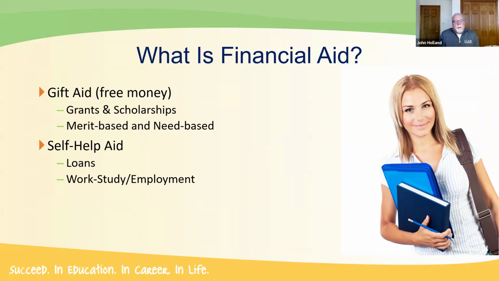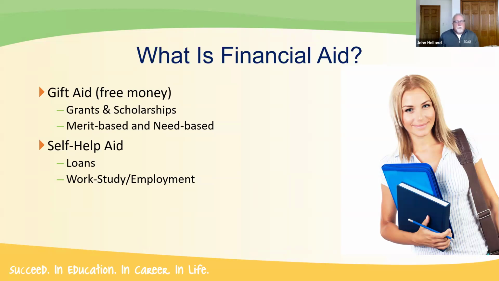In a nutshell, this is what financial aid is. Financial aid is made up of two different types. There's what I call the good stuff. That's the gift financial aid. That's the type of financial aid that neither the student nor the parent would have to pay back. That gift financial aid is in the form of grants and scholarships.